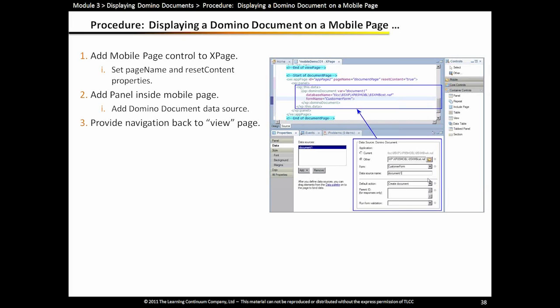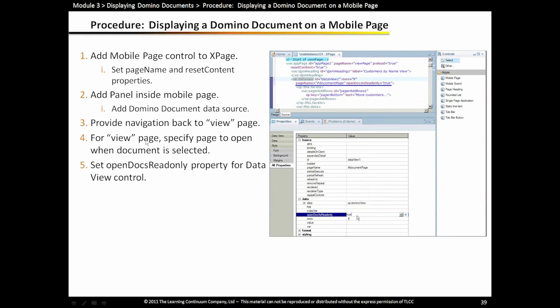Okay, a couple of slides here before we get back into Designer. To display a Domino document on a mobile page, first you add a mobile page control specifically for that purpose. You add a Domino document data source to that mobile page, and one way to do that is to add a panel inside your mobile page. You can define a data source for a panel. So first add the panel into the mobile page and then define a Domino document data source.